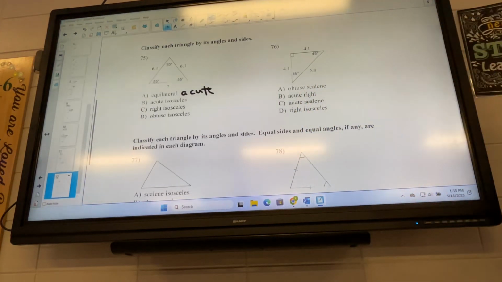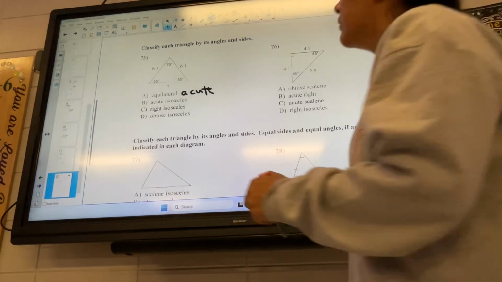Because it has to be acute. You cannot have an equilateral right. You cannot have an equilateral obtuse. It's impossible. So equilateral also means acute at the same time. Okay, now, what kind is this? Acute, definitely, I agree. And it is an isosceles, for sure.